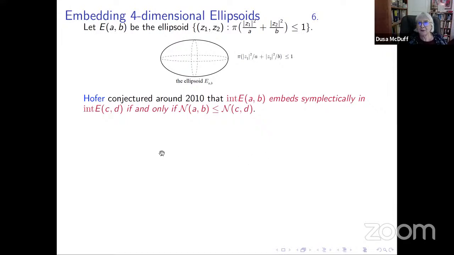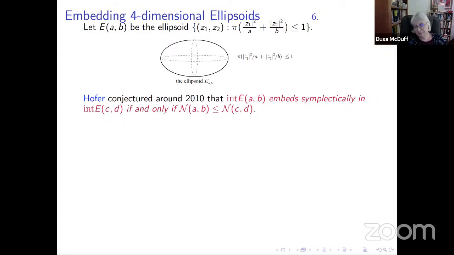So here we start off with an ellipsoid, which is E(A,B). It's again complex coordinates Z1, Z2, where pi |Z1|² over A plus pi |Z2|² over B is less than 1. So it means that one axis has size area A and the other axis has area B. And the question is, when does one ellipsoid embed in another?